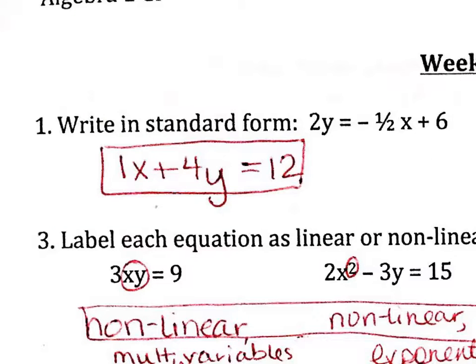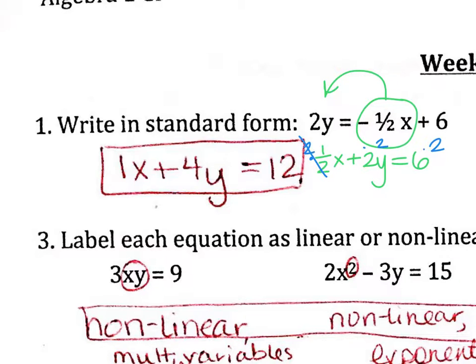Okay, question 1 here, writing in standard form means I want my x's and my y's on the same side. So the first thing I did was I moved this x over and get 1/2 x plus 2y equals 6. And then I want to get rid of that fraction, because remember, standard form can't have any fractions. So I'm going to multiply everything by 2. And the only place that cancels is with the other 2, which leaves me with 1x plus 4y, because I did 2 times 2, and then equals 12, 6 times 2.